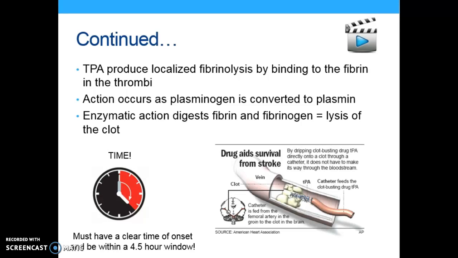In order to be a candidate for TPA, not only do they have to meet those previously indicated guidelines, but they also have to know the exact time of onset. So if family says, they just woke up in the morning and they were found like that, that's not an exact time of onset. They would really have to say the patient was last seen normal at this time, and then if they have that clear time of onset and they are within the 4.5-hour window, they may be a candidate for TPA.